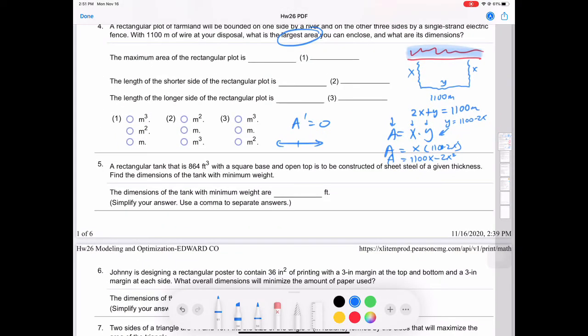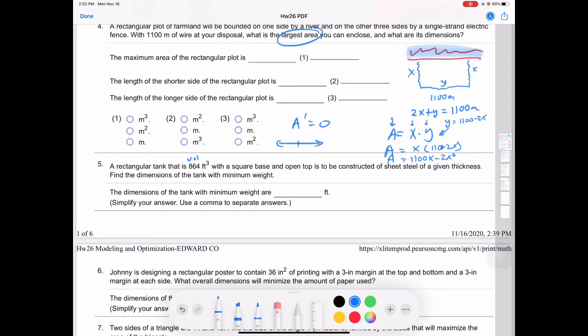Number 5, a rectangular tank that is 864 feet cubed, so that's a volume, right? That cubed is volume. And a square base and an open top to be constructed of steel sheet of a given thickness. Find the dimensions of the tank with a minimum weight. Okay, so we want to use as little material as possible to end up with this volume here.